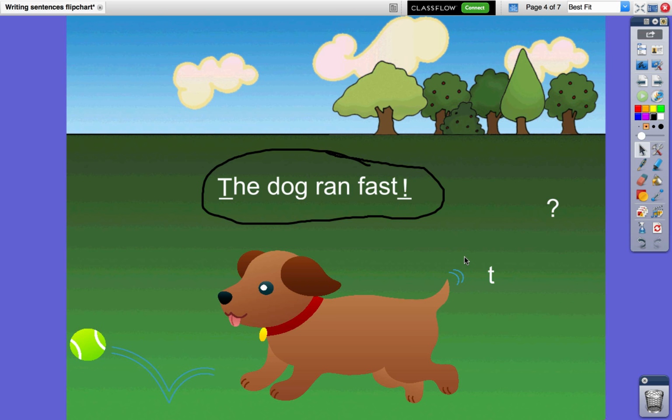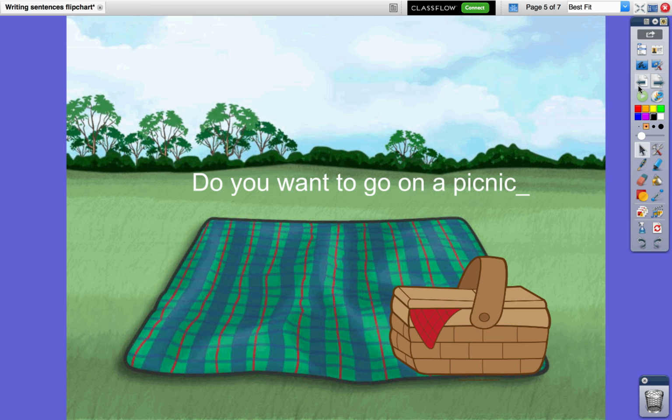I would have the students write these sentences on a piece of paper so they get more practice with it. I would have them underline the capital letter and the punctuation, since that's what we're working on for the day.